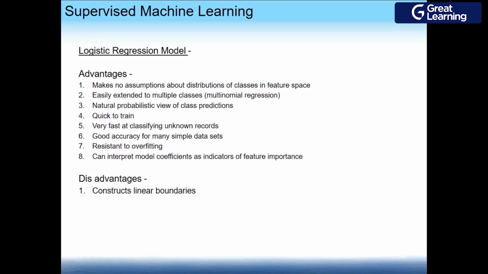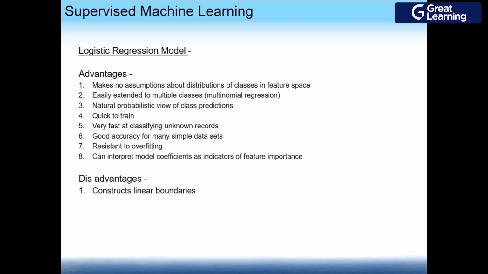Resistant to overfitting, because as a simple model, linear models cannot form very complex shapes. Resistant to overfitting does not mean resistant to bias errors. It means resistant to variance errors, right? But we have another one to deal with.